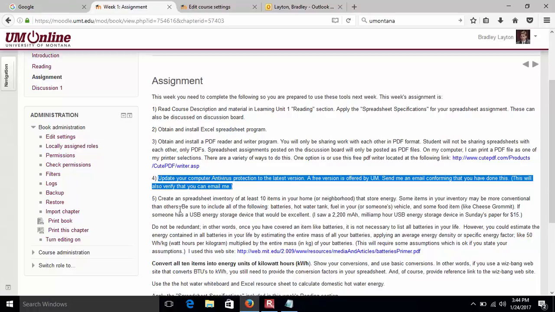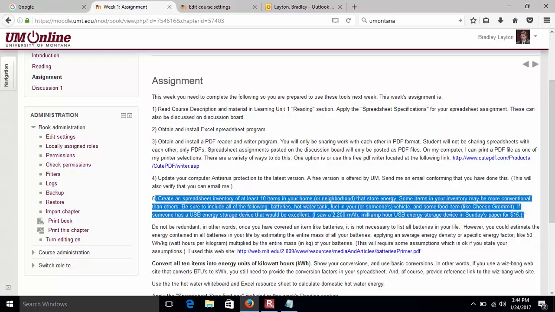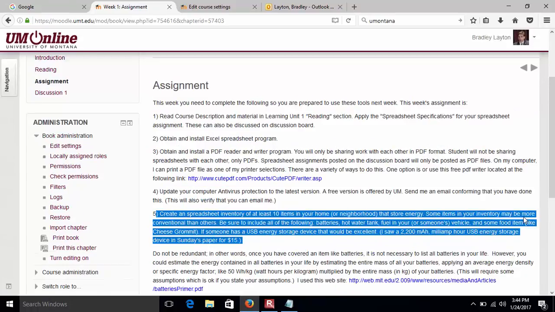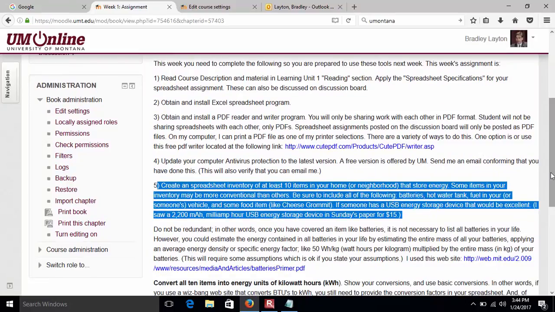Okay, this is the first assignment. The first assignment is to list at least 10 things in your house: battery, hot water tank, fuel in a nearby vehicle, then some food in the fridge. So you've got chemical, thermal, chemical, and I guess chemical again.